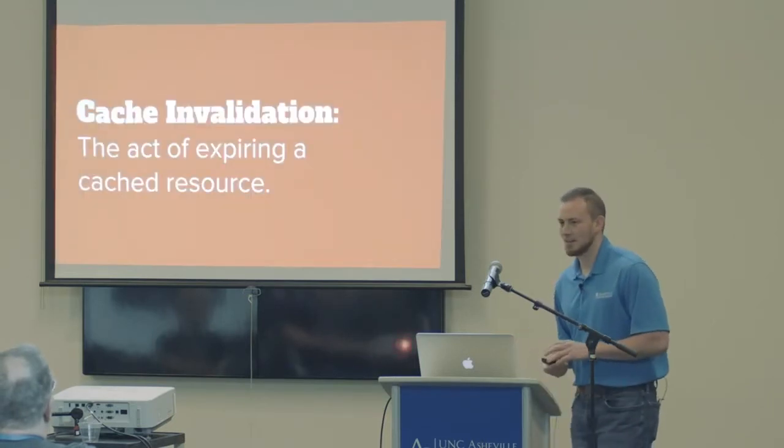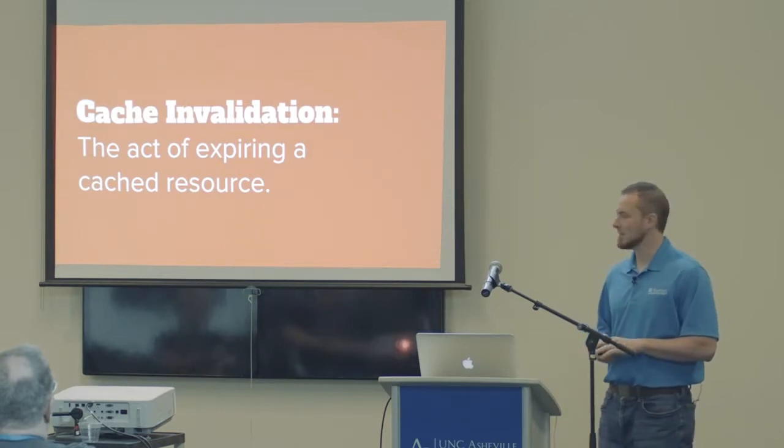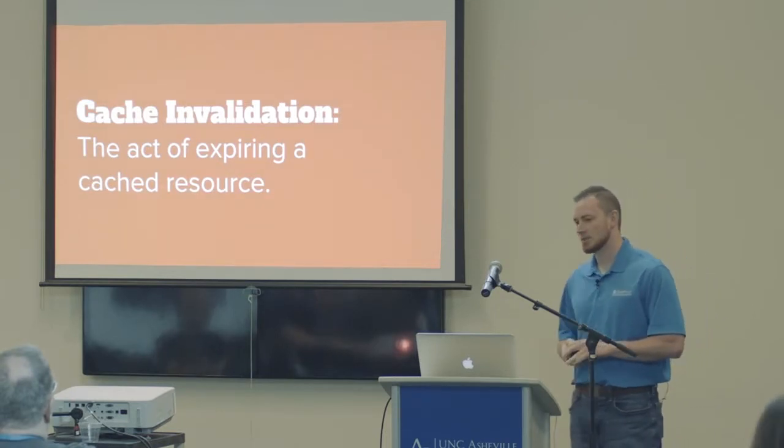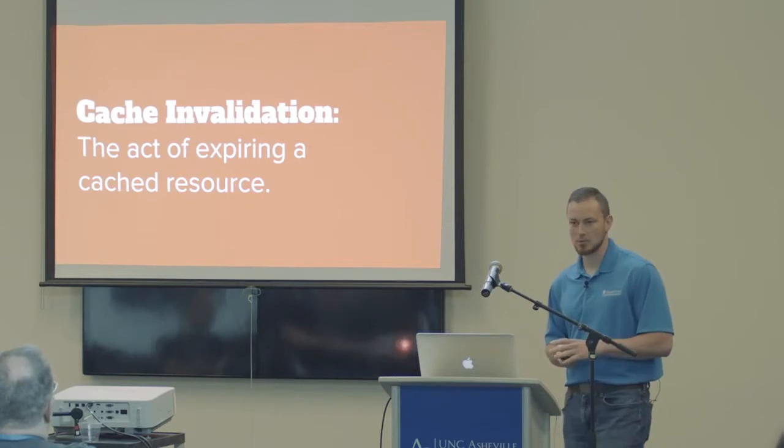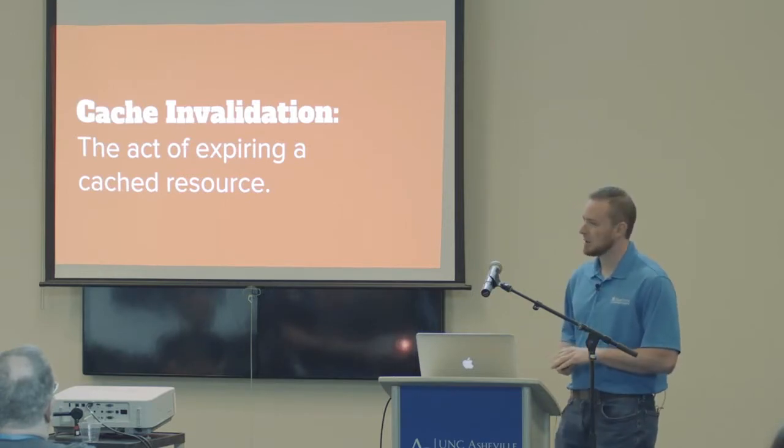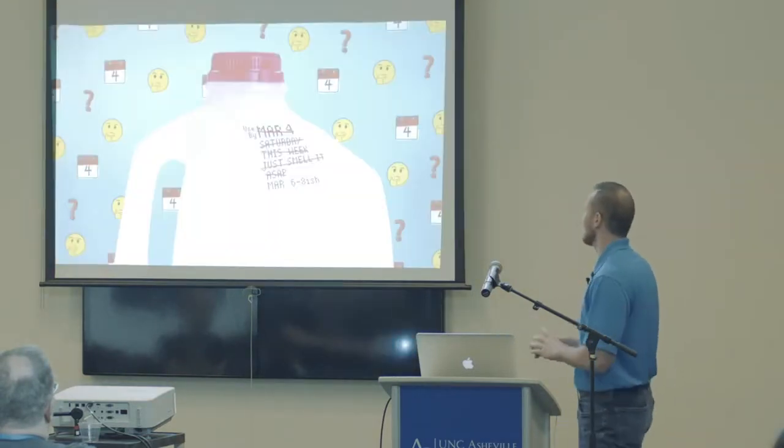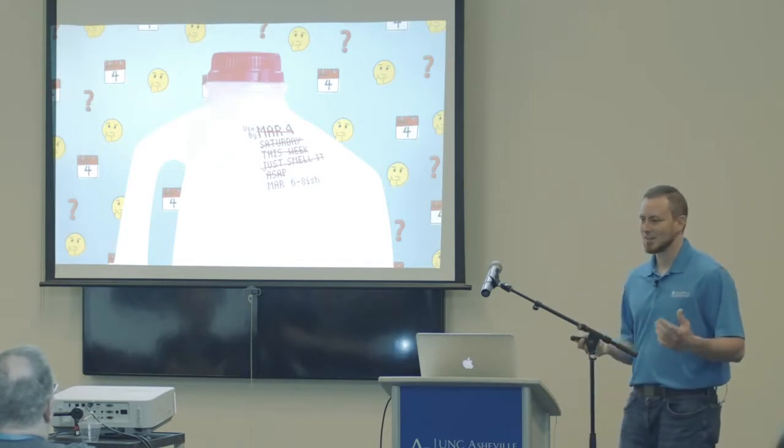Another key aspect of caching is the idea of invalidation, right? So this is the act of expiring some sort of cached resource, right? And we all experience this in real life as well, right? So we buy milk. It has some sort of use-by date. Maybe you go to the store and you get the use-by or the sell-by or the best if sold, or was it best if used by?